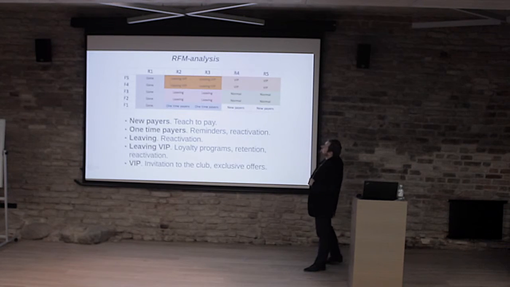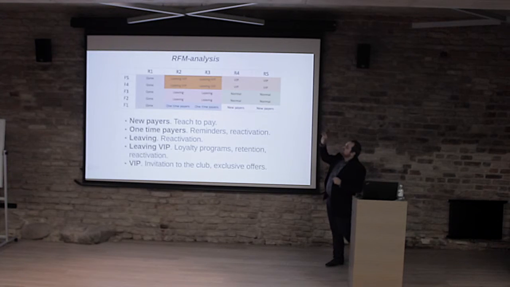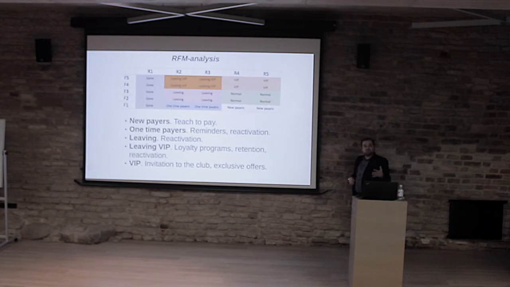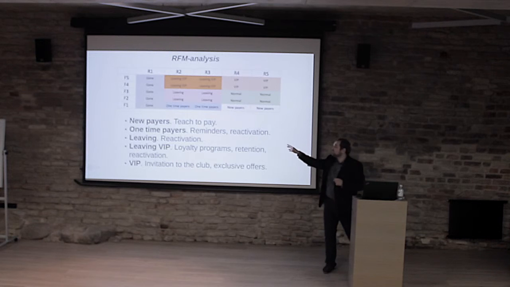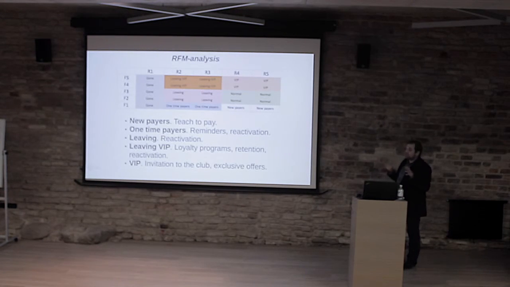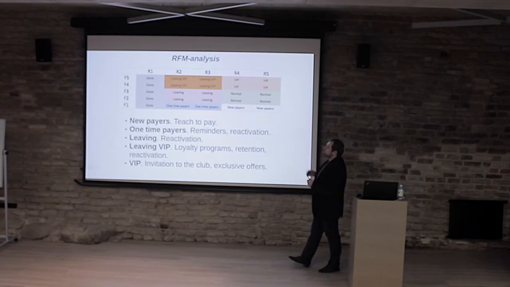Then the F dimension is frequency. For example, you can put 5 if the user prefers to pay very frequently, once a day, and put 1 if users pay very rarely, for example, once a month or even more rarely. And also the users who have made only one payment will also have F1. And after that, you can build the matrix. You can distribute all your paying users into this matrix and understand where they are.